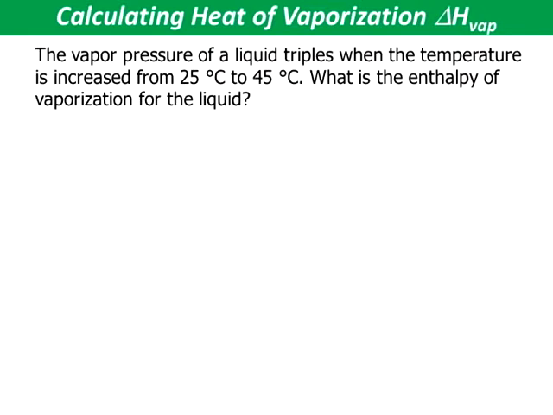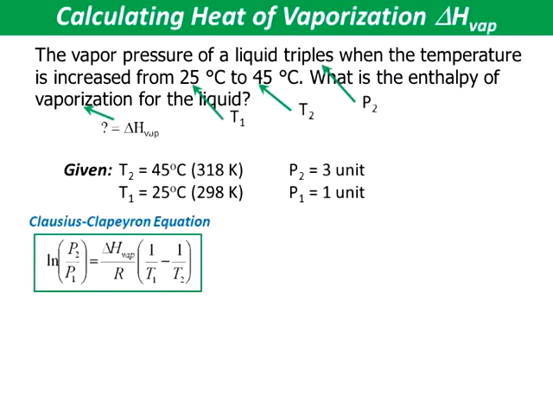Let's work another problem. The vapor pressure of a liquid triples when the temperature is increased from 25 degrees C to 45 degrees C. What is the enthalpy of vaporization for the liquid? We first mark off all the variables from the problem, and we note that the temperature is converted to Kelvin. It's important to note that temperature must be in Kelvin when solving these problems.